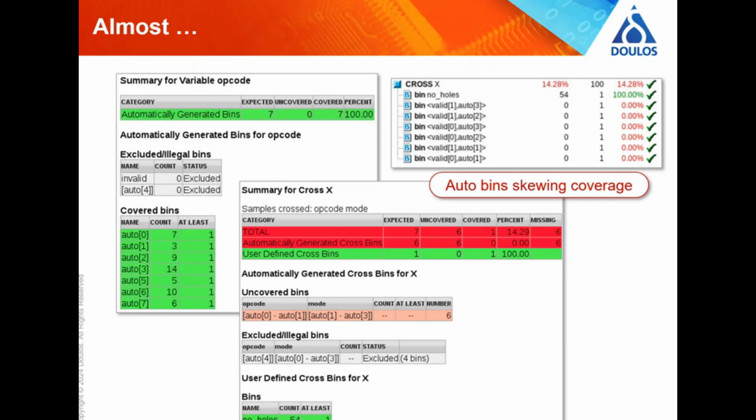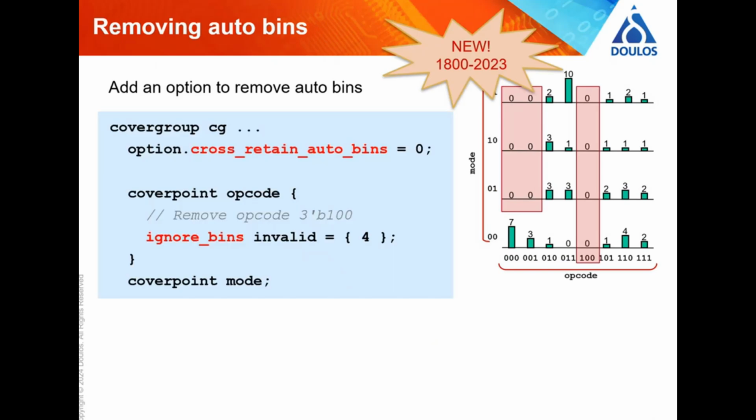And the reason is, by default, your simulator automatically creates bins for you for all those values you didn't specify. And so even though we know that we have 100% coverage, notice what percentage we end up with here, just 14%, because it added in all these other values that we weren't even interested in. So what's the solution? Well, one solution is to use a new feature that's been added into the standard, and that is called cross-retain auto bins. So you could turn this off, and in theory, that would remove all those auto bins, and you'd only get the thing that you specified. Unfortunately, I can't show you an example because it hasn't been implemented yet, but it will be.